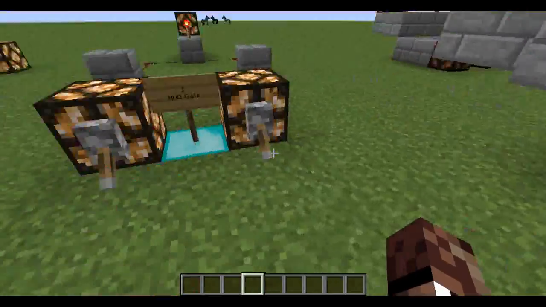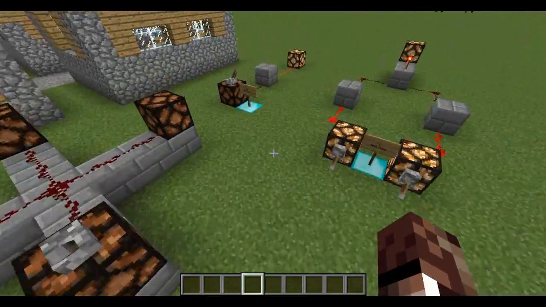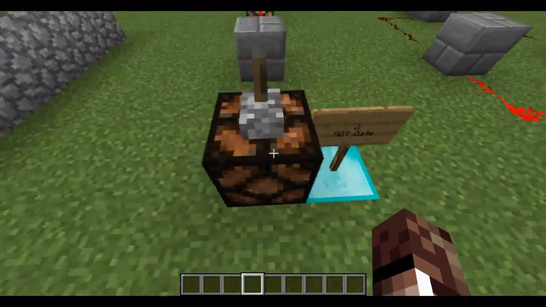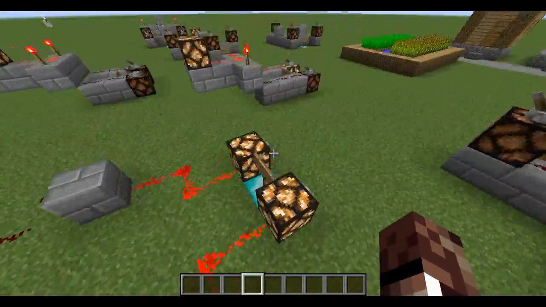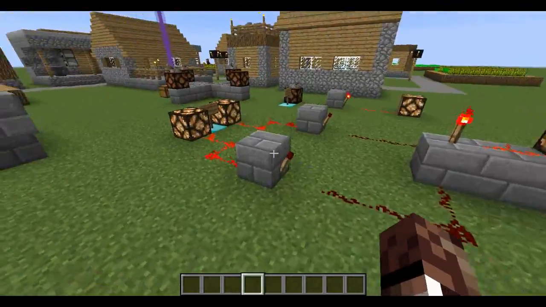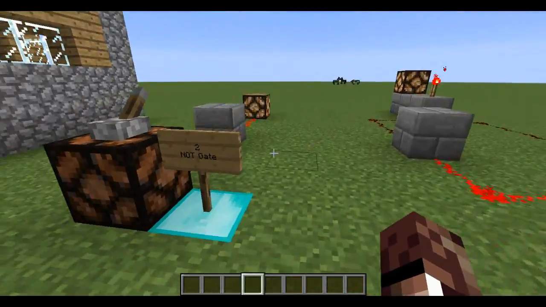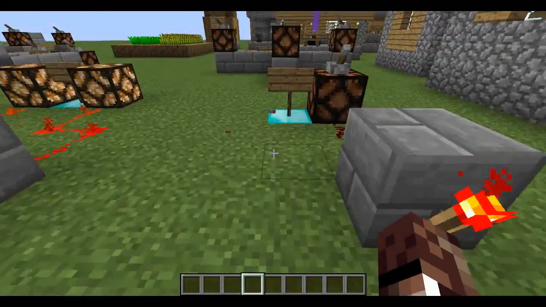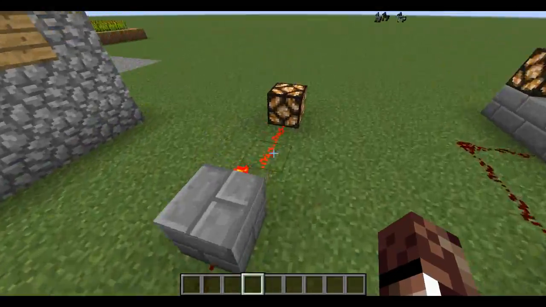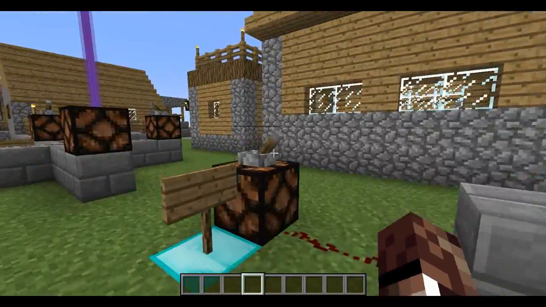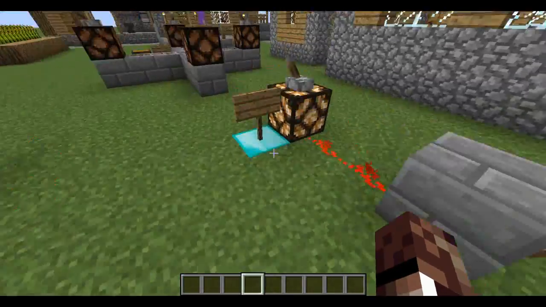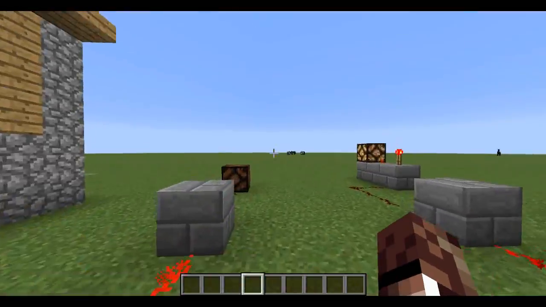Okay, so we're moving on. I think the second one is here. Yes, this is the NOT gate. This actually has two NOT gates in it. A NOT gate is actually much simpler than this. It's the simple mechanic of a redstone torch, where you power it and it goes out. It essentially just reverses your current.